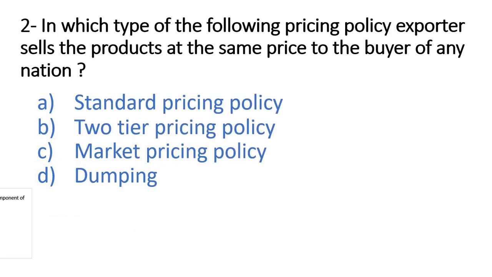Second, in which type of the following pricing policy exporter sells the products at the same price to the buyer of any nation? Standard pricing policy, two-tier pricing policy, market pricing policy, or dumping? Which option is correct? Option A, standard pricing policy.